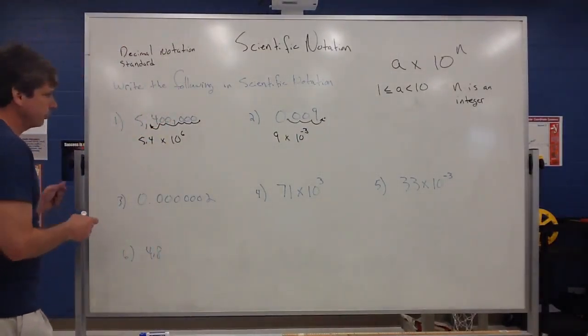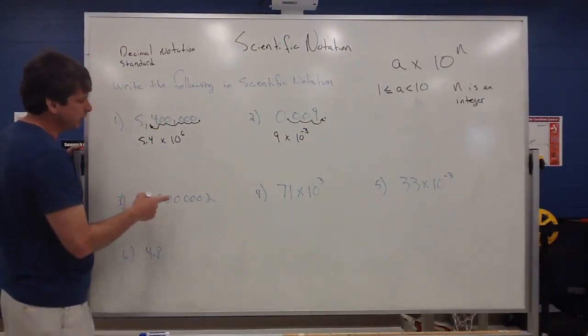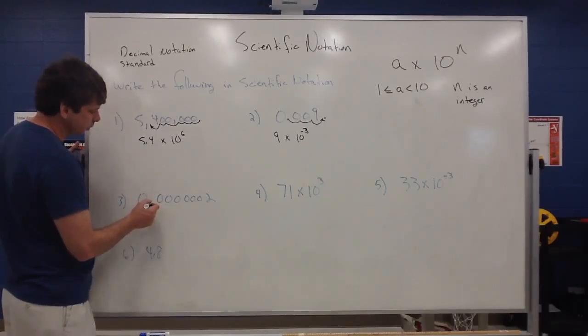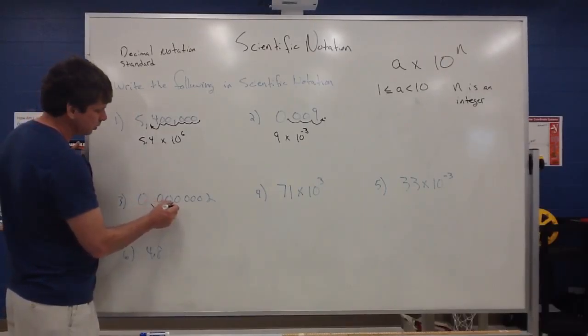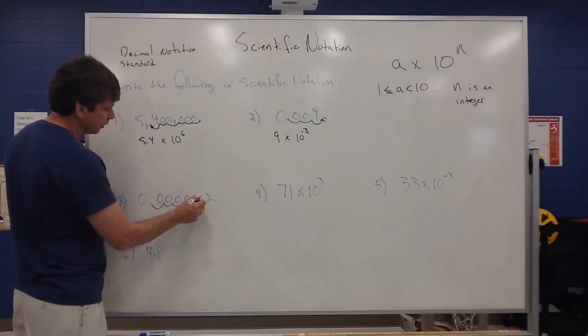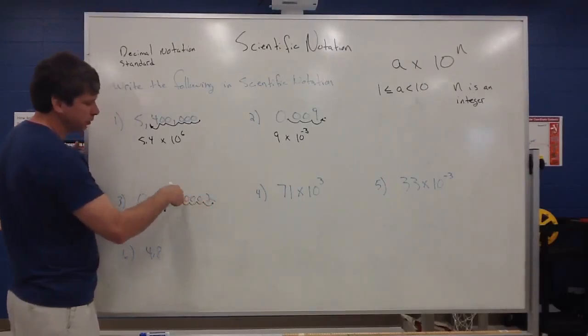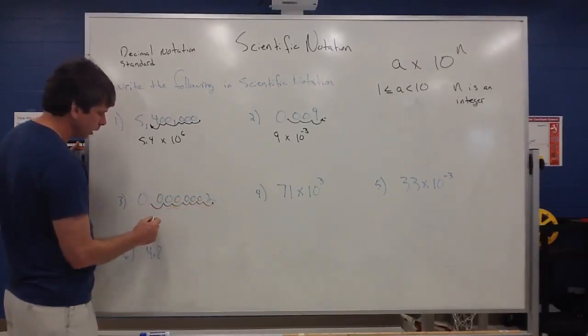Let's look at example number 3 here. Again, I got to put this in scientific notation. So the first thing I get is move it 1, 2, 3, 4, 5, 6. I got to move it 7 spots to create a number between 1 and 10. So I now have a 2 there.